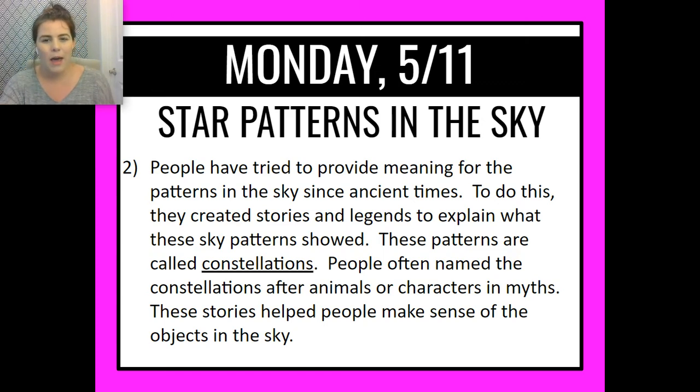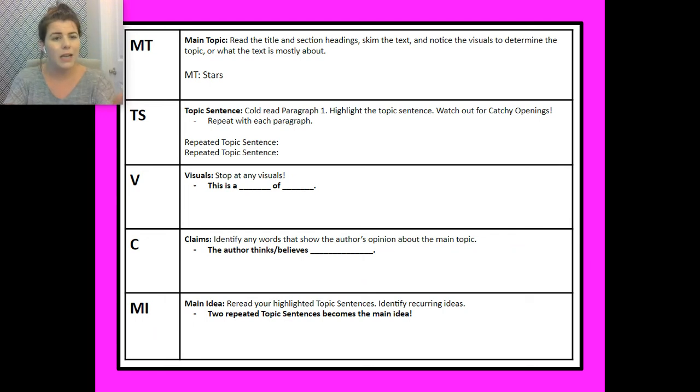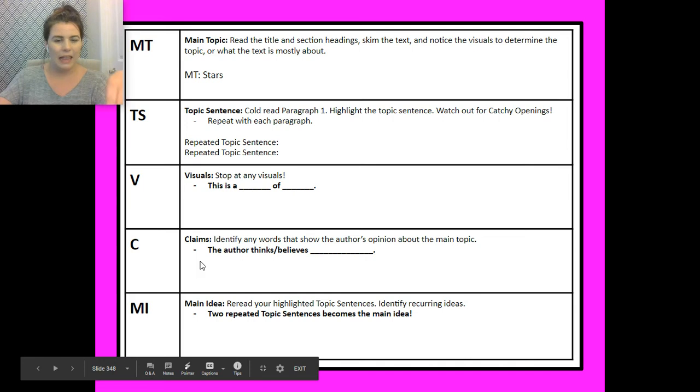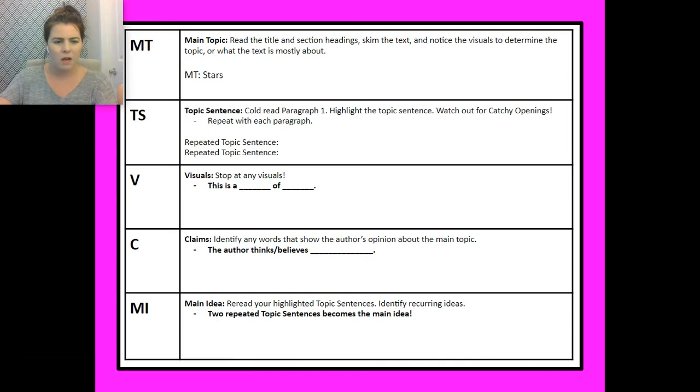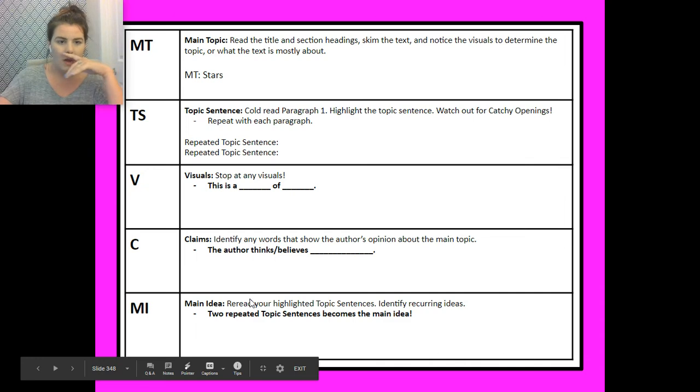You're right. This was really talking about constellations and how people used to look at constellations and then come up with legends and myths. So the sentence that I'm seeing here that tells me what this paragraph was mostly about is this sentence right here. These patterns are called constellations. Good job. So now I have my topic sentence for paragraph 1 and paragraph 2. I don't write them in my graphic organizer, but I do want to see, did my main topic change? Nope. Not going to add my topic sentences. Any visuals? Nope. Author thinks or believes. Any claims here? No, not really. And I can't do my main idea yet, so I've got to keep going.